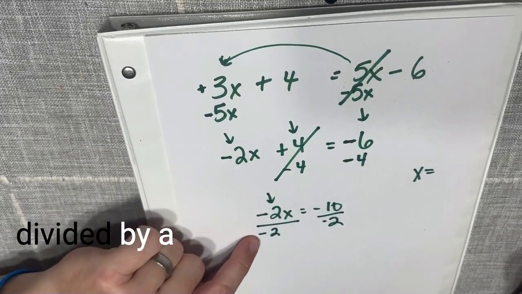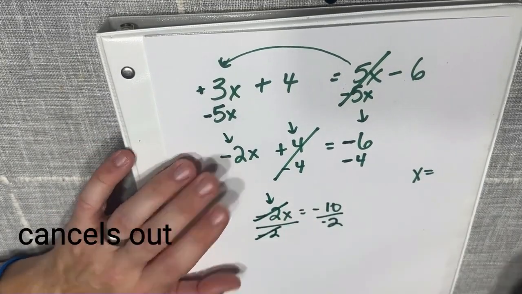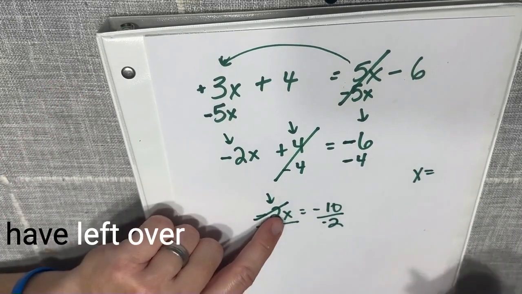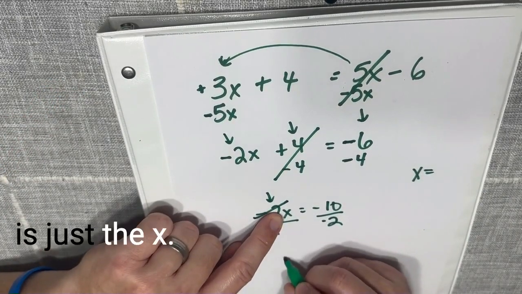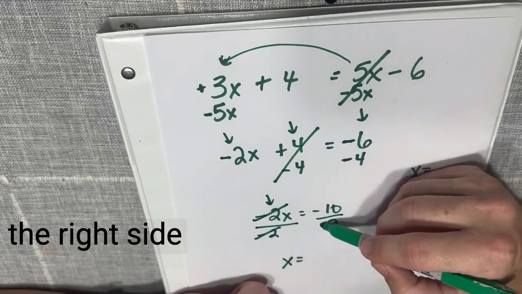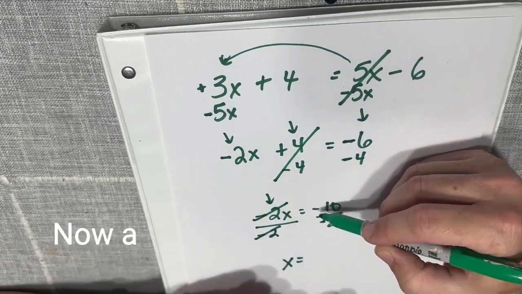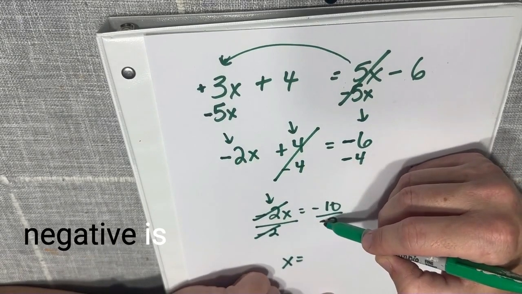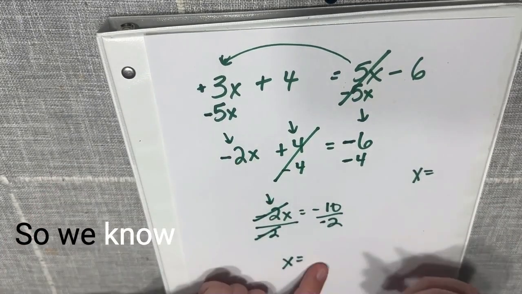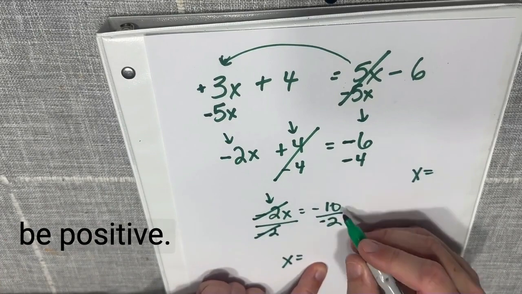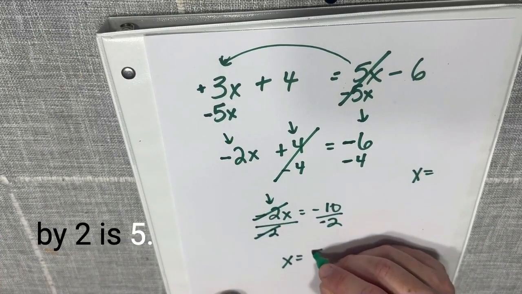Now -2 divided by -2 cancels out to be 1. So all we have left on the left side of the equal sign is just the x. And on the right side of the equal sign, I have -10 divided by -2. Now a negative divided by a negative is a positive. So we know our answer is going to be positive, and 10 divided by 2 is 5.